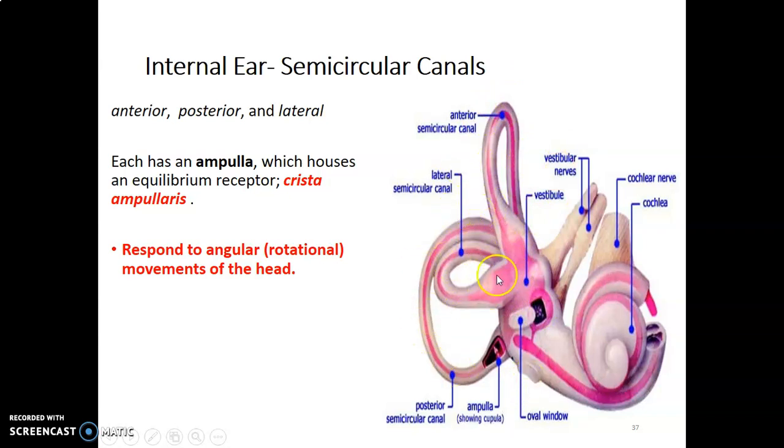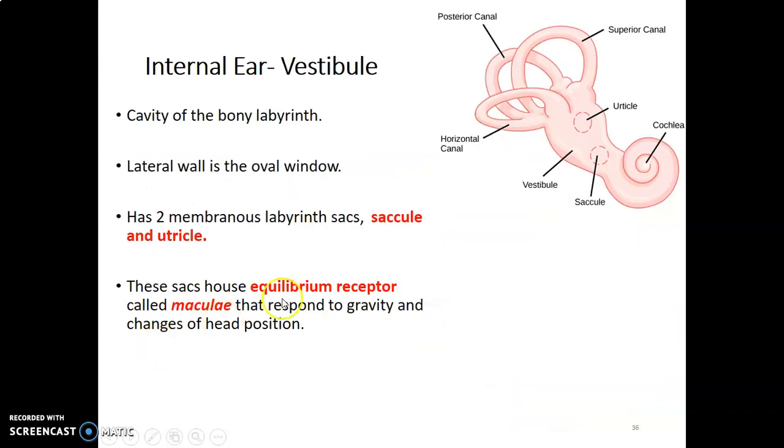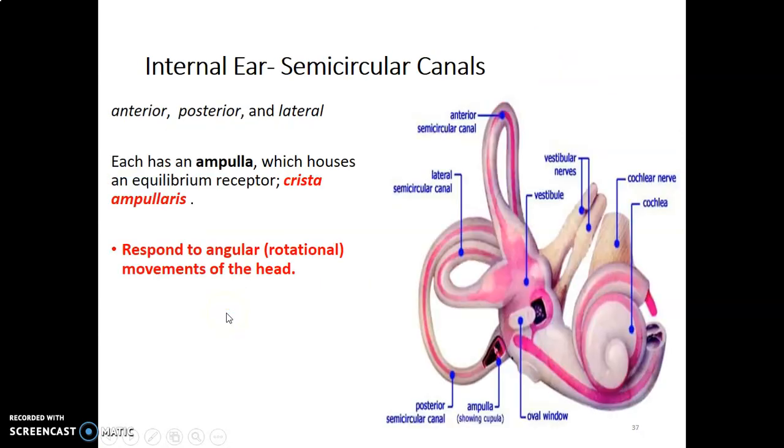Now, these semicircular canals also contain equilibrium receptors. Remember, in the vestibule, the utricle and saccule contain maculae. We also have equilibrium receptors in the semicircular canals, and these receptors are called crista ampullaris. The semicircular canals have dilated portions called ampulla. So it's at the ampulla that you have these receptors for equilibrium called crista ampullaris.